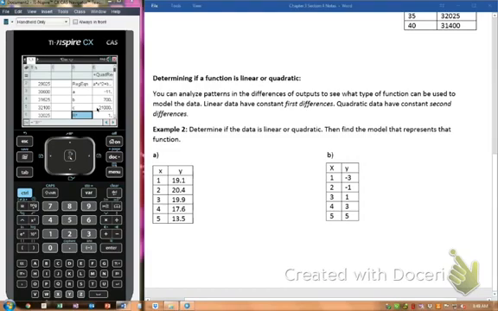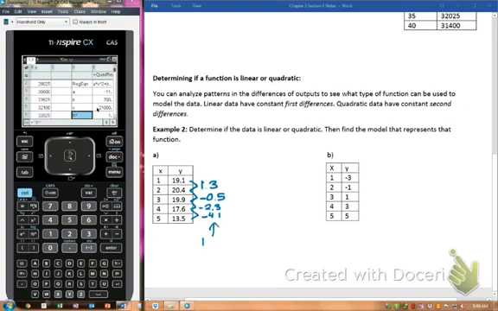So let me show you what this would look like. All right, let's look at part A. We're finding the differences in the y values. To find this difference, we'd find 20.4 minus 19.1. If you put that in your calculator, you get 1.3. Then we do it again. 19.9 minus 20.4 is negative 0.5. 17.6 minus 19.9 is negative 2.3. And 13.5 minus 17.6 is negative 4.1.